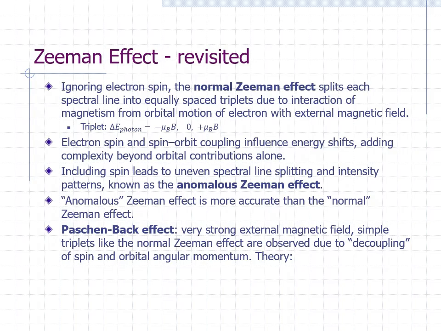Theory agrees with experiment if we treat the effect of the very strong external magnetic field on spin and orbital angular momentum separately and assume an additional selection rule that the quantum number m sub s must not change during an optical transition. In other words, delta m sub s equals 0 for an allowed transition.